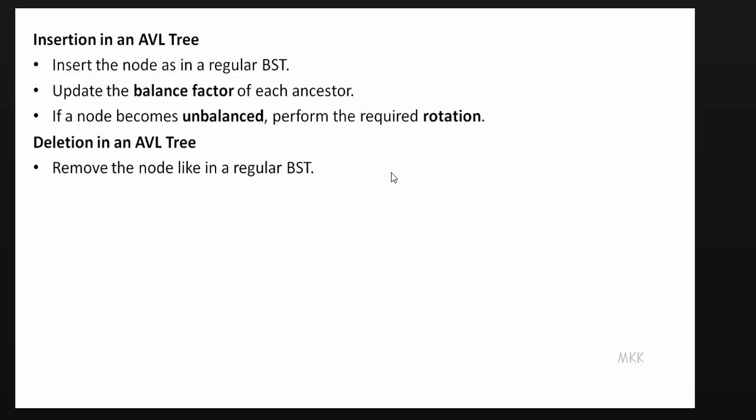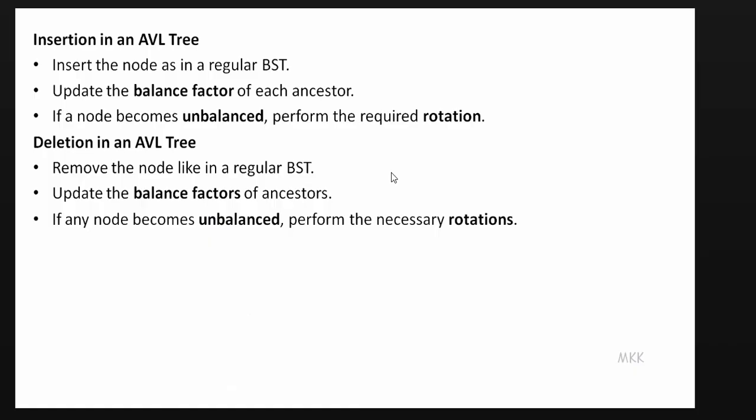Deletion in an AVL tree: remove the node like in a regular BST. How do you remove it? There are three cases. If it has no child, no problem. If it has one child, replace it with the child. If it has two children, make it a left subtree or right subtree. Update the balance factors of the ancestors. If any node becomes unbalanced, perform the necessary rotations.